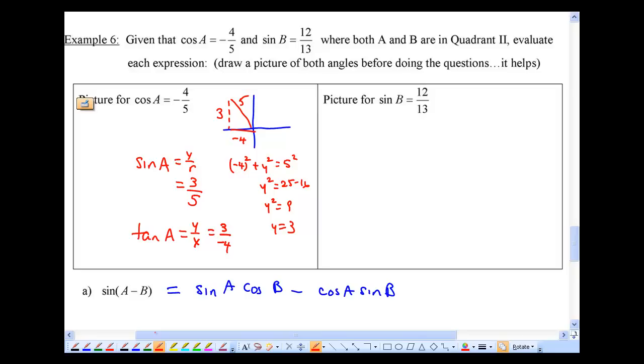Okay? So I'm going to ask you to do something similar for sine B, and I don't want to do it for you. I want you to try it out on your own. So stop the tape and try drawing it out and see if you can come up with the similar ratios for cosine B and also for tangent B. Okay? Go ahead, try.